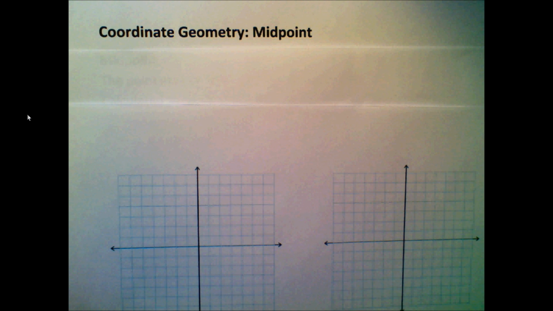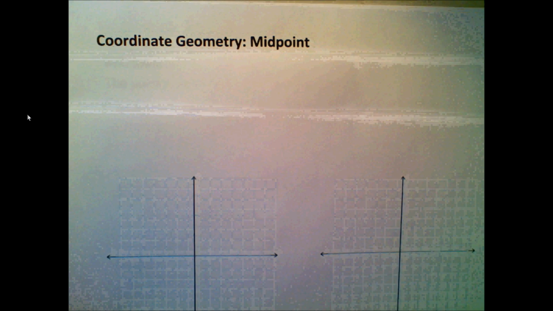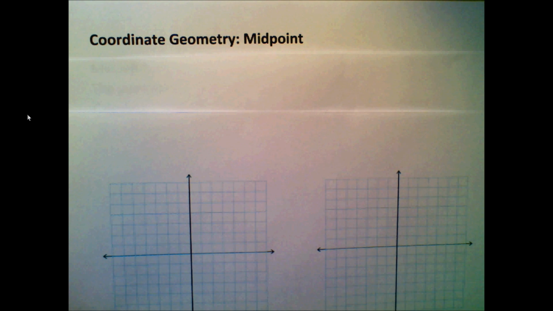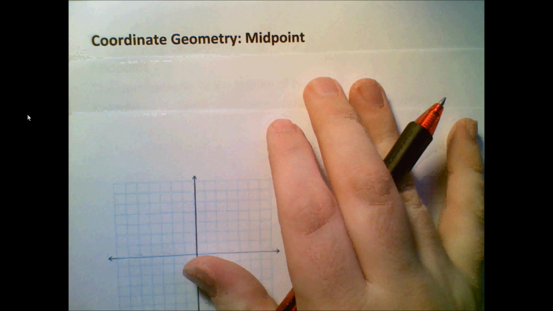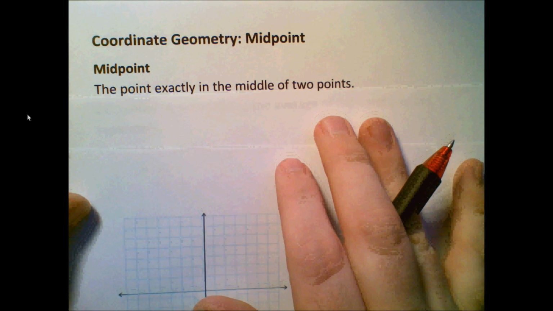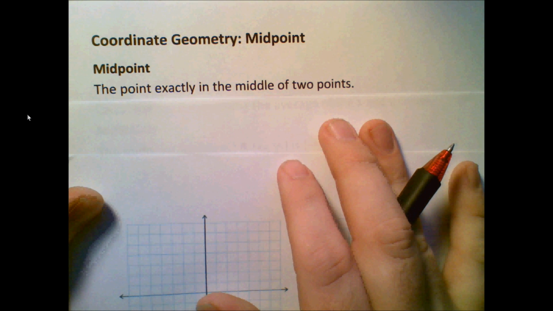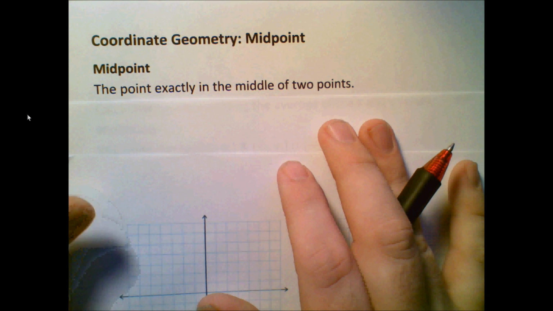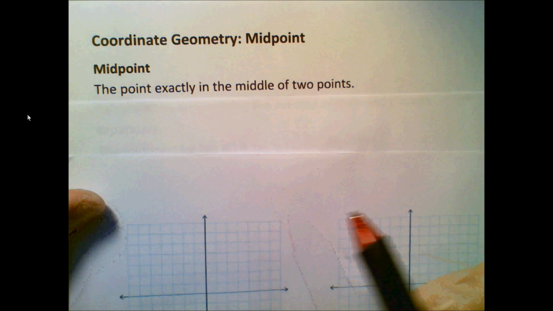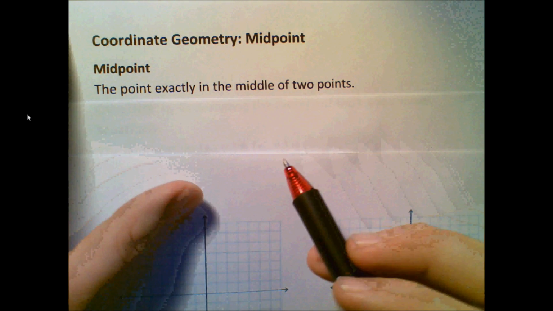Hey guys, so today we're going to continue our coordinate geometry, and we're going to talk about one formula called the midpoint. Now, first let's discuss what a midpoint is. A midpoint is a point that's exactly in the middle of two separate points. Basically, you find two points, and you have to find the one that's in the middle.